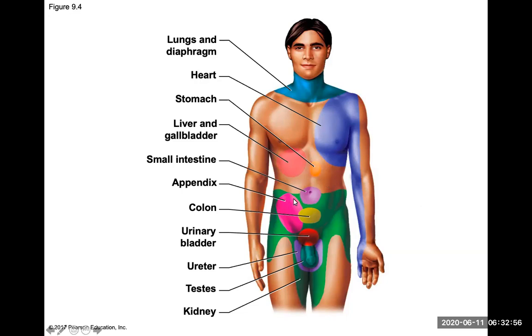If your appendix bursts, the pain could be referred to not just the location of your appendix, but anywhere on the right side of your body. If you have pain in your colon, it could be referred to just the center of your stomach. The big one is your heart. If you have a heart attack or pain in your heart, the pain could be referred all up and down the left side of your arm.